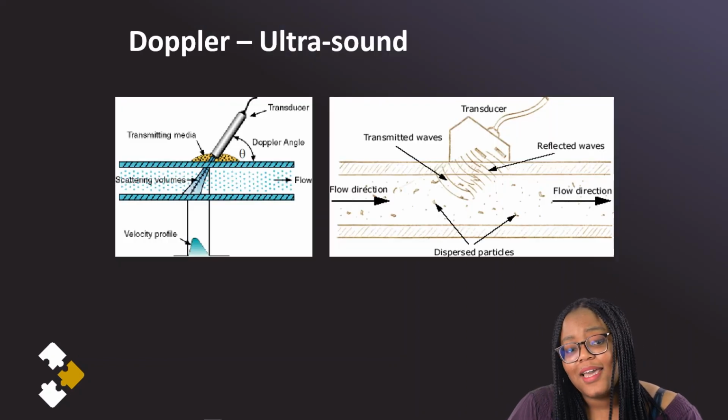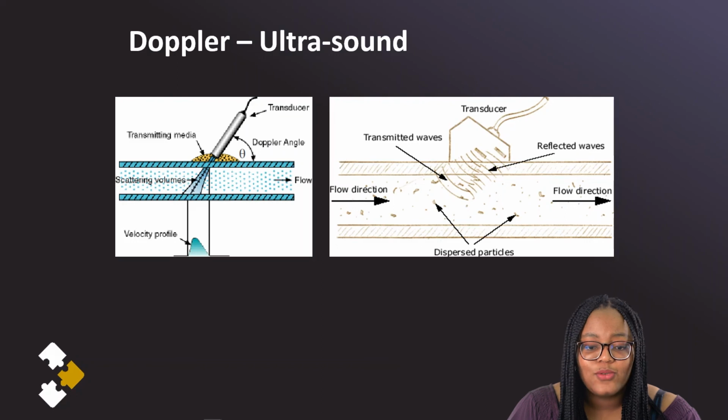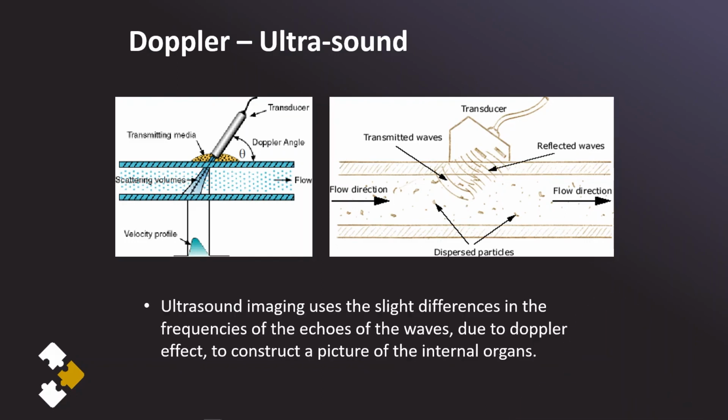Further practical applications of Doppler is in ultrasound, where ultrasound imaging uses the slight differences in the frequencies of the echoes of waves, which happens due to Doppler effect, to construct a picture of the internal organs.